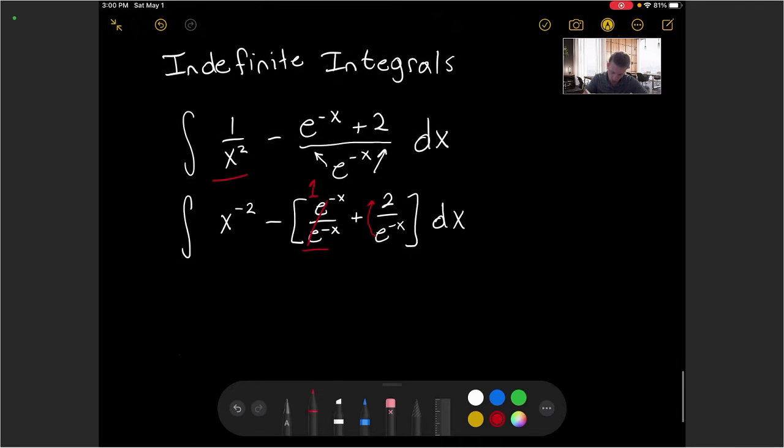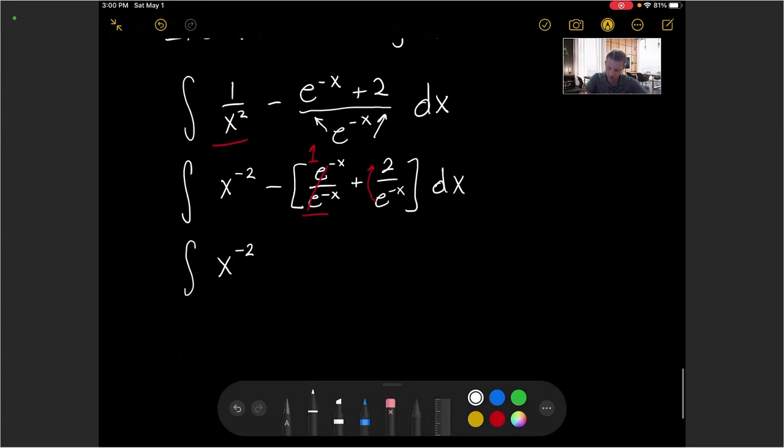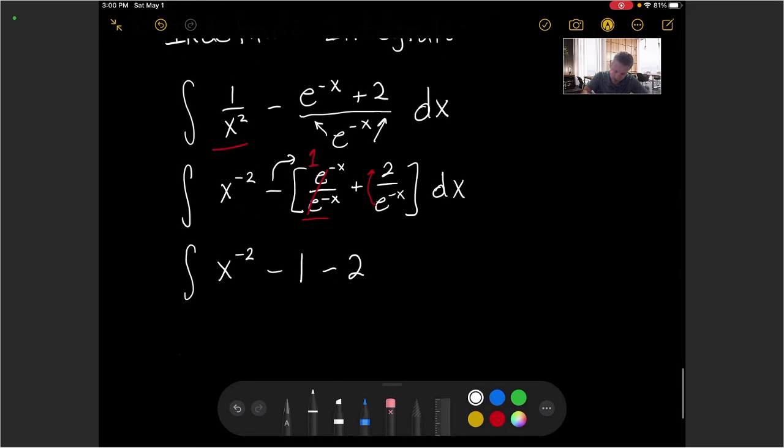So let's rewrite our integral one more time before we take the antiderivative. We have x to the negative 2. We'll have a minus sign distributing here, minus 1, and then minus 2. And that e raised to the negative x, we can bring into the numerator as e raised to the positive x power. And then we'll have our dx. So we have 3 terms here we want to take an antiderivative of. So let's go ahead and do that.